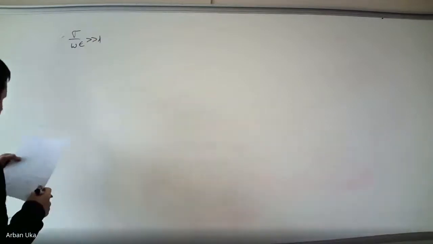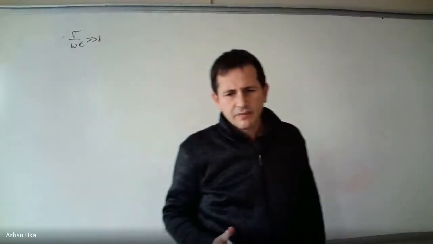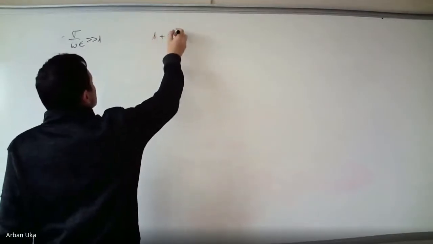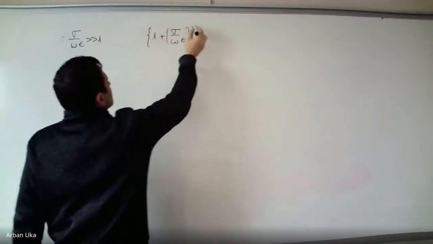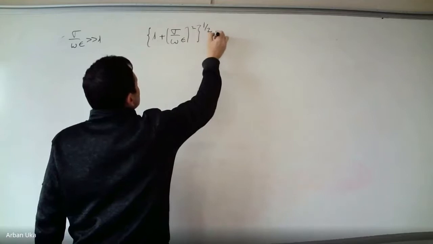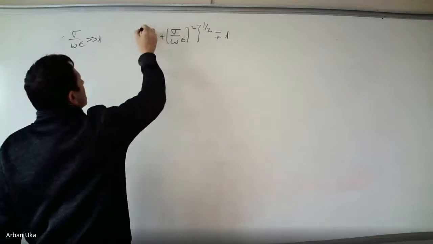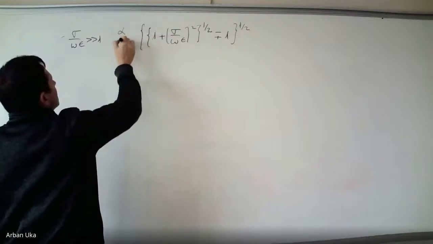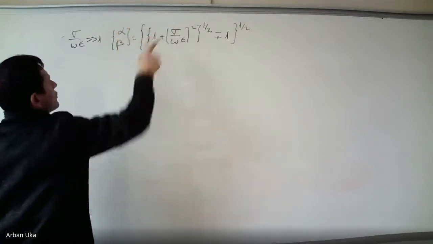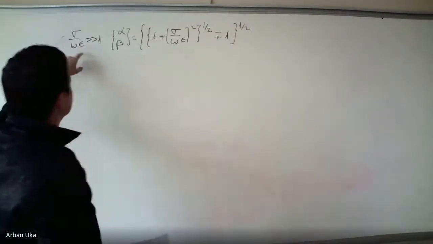So if this is the case, then you know that in the expression for alpha and beta, we have this term: 1 plus sigma over omega permittivity, all squared, under a square root, minus 1 plus 1, for alpha and beta. So alpha is the top one, beta is the bottom one. So when this is much larger than 1, these ones are gone.